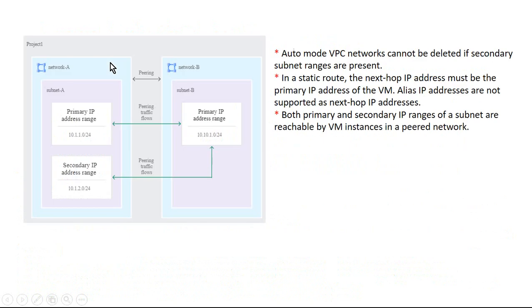Okay, now next. This is a simple alias IP model which we are using for the peering. We have network A and network B.